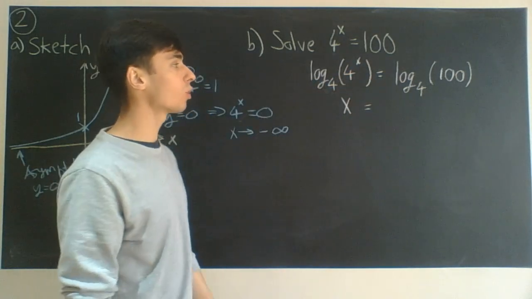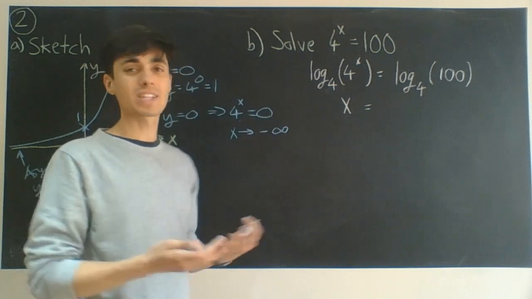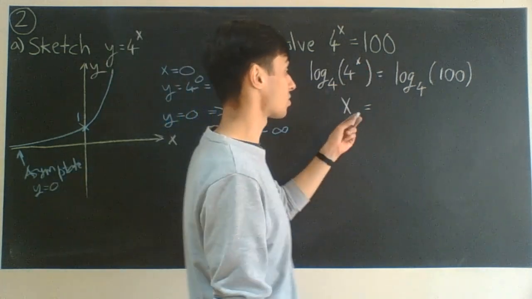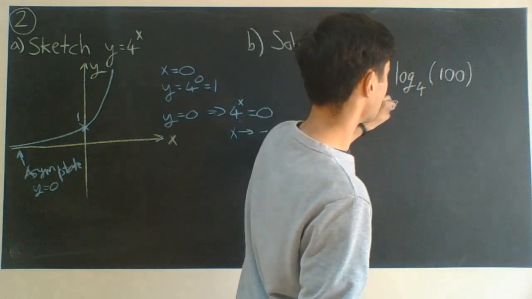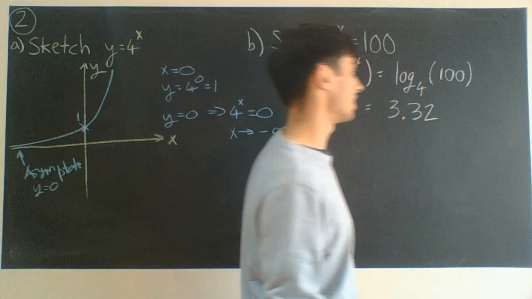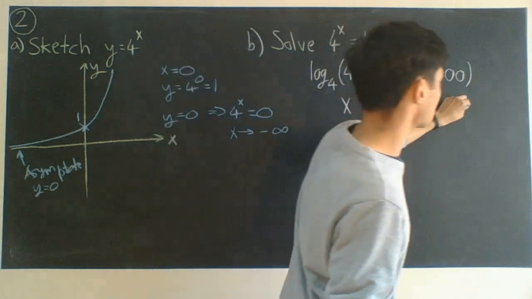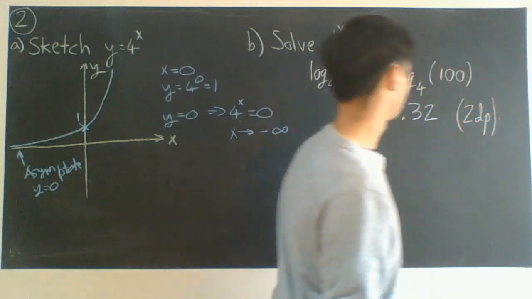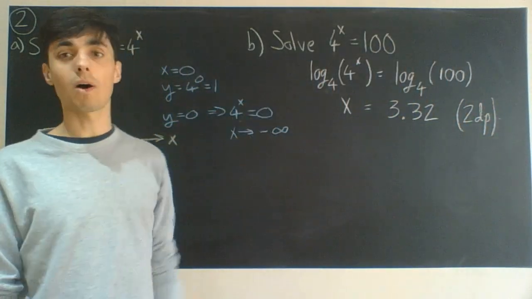And over here, log 4 of 100, well, we just have to put this into our calculator, and the answer we get when we do that to 2 decimal places should be 3.32. That's 2 decimal places. Okay, so there's the 2 parts of our question.